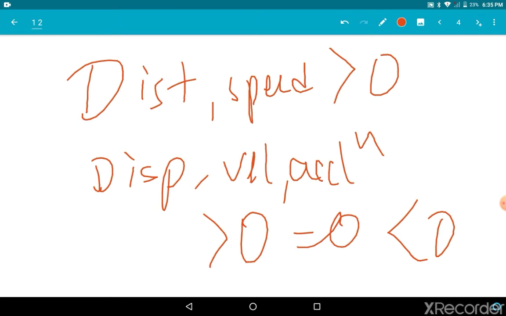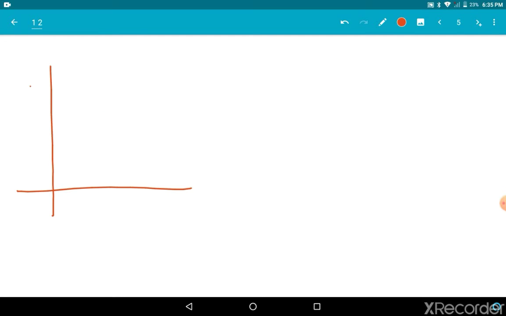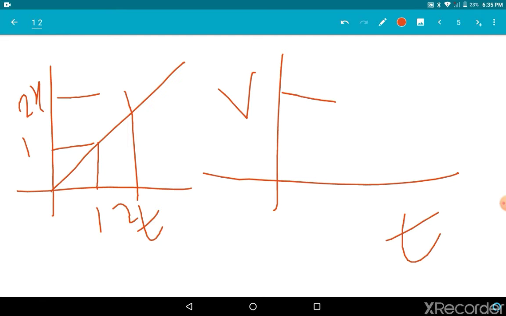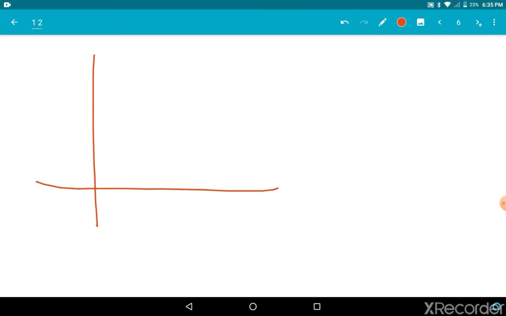This is nothing but uniform motion, meaning that if this is the xt graph, it covers equal distances in equal time. Understand? And if you draw the vt graph, it will be nothing but a straight line, because v is constant at every time. And if you draw the acceleration time graph, it will be like this, because acceleration is 0 in all the cases. Understand? So we discussed the uniform motion.